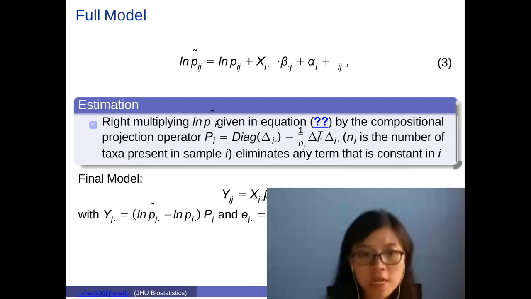And the final model looks like this, where Yij is a transformed version of the observed relative abundance: the difference between the log observed relative abundance and the log true relative abundances, times this compositional projection operator. And the E is the original epsilon times this compositional projection operator as well.